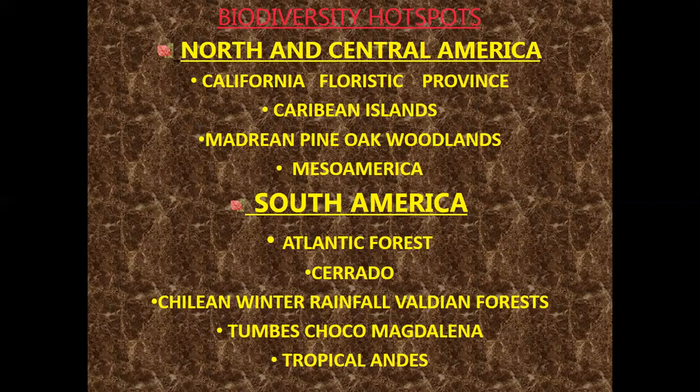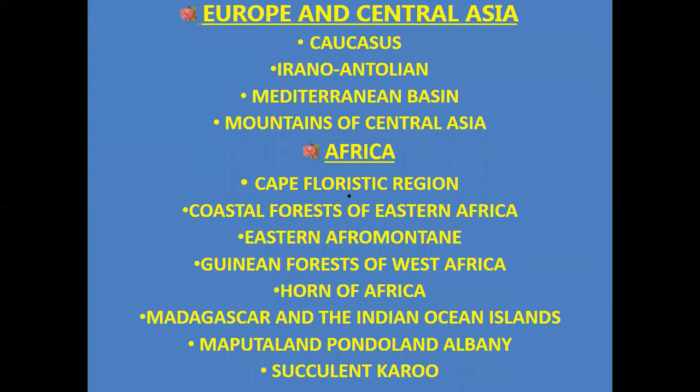The biodiversity hotspots. North and Central America: California floristic province, Caribbean islands, Madrean pine-oak woodlands, Mesoamerica. Then South America: Atlantic forest, Cerrado, Chilean winter rainfall, tropical Andes. Europe and Central Asia, then Africa. These are the list of hotspot names in the world.